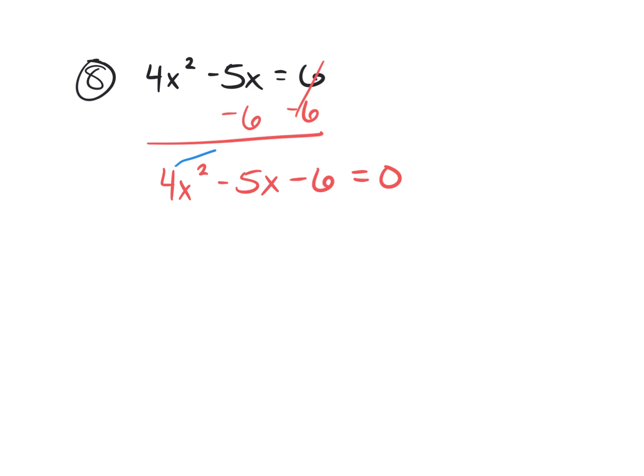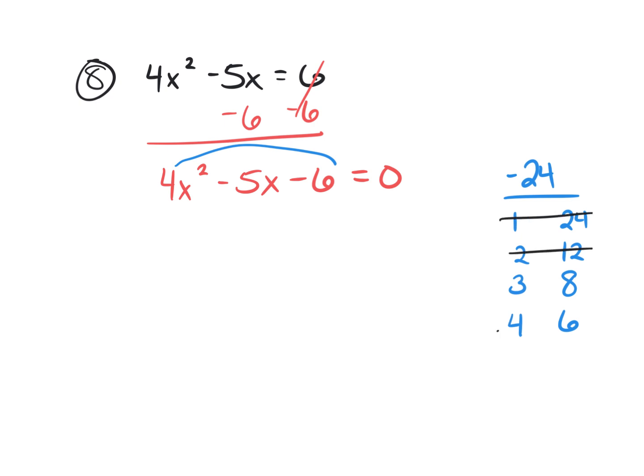How do I factor this side? I got to take 4 times negative 6, which is 24. What are factors of 24? 1 and 24, 12 and 2, 3 and 8, and then 6 and 4. Good. Which of those gets me to negative 5? 8 and 3. Which one changes? Careful, it's a negative 5 here. So I'm going to change the 8.